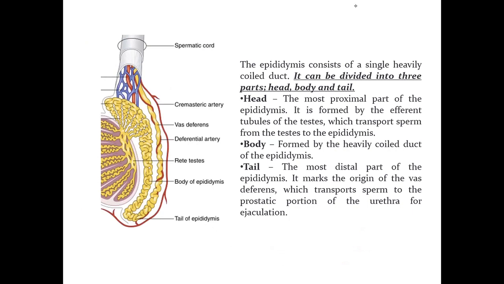The epididymis consists of a single heavily coiled duct. It can be divided into three parts: the head, the body, and the tail. The head is the most proximal part of the epididymis. It is formed by the efferent tubules of the testis, which transport sperm from the testis to the epididymis. The body is formed by heavily coiled ducts of the epididymis. The tail, the most distal part of the epididymis, marks the origin of the vas deferens, which transports sperm to the prostatic portion of the urethra for ejaculation.